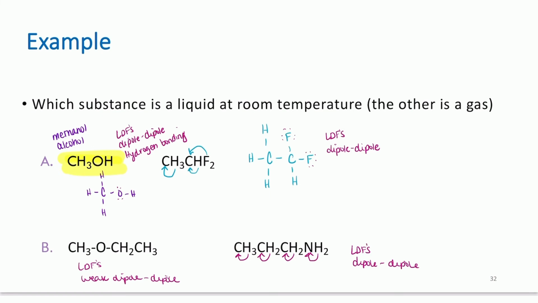And if you draw this out correctly, you will have nitrogen bonded to carbon with other things here. And you can see that this can clearly go hydrogen bond. So this will also be a liquid at room temperature.